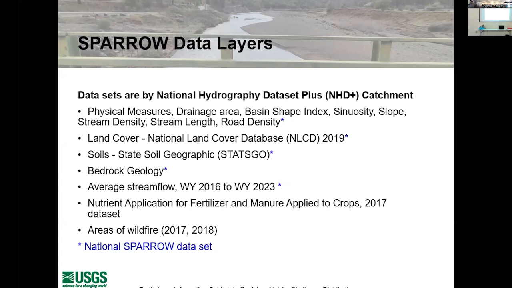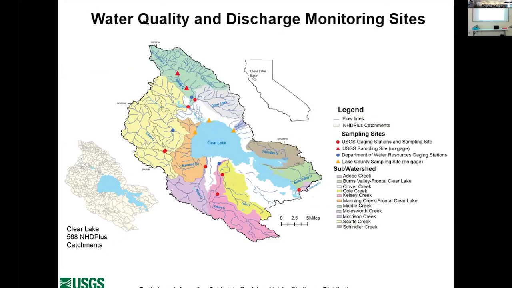So what we had to do is work with the National SPARROW team, use their 2012 model, updated with the new data that's all recent for our time period of the study. And then I will show you a comparison between the results of the 2012 model and this 2019 model that we developed for Clear Lake. Okay, so then I will go back to this. You saw the slide already?